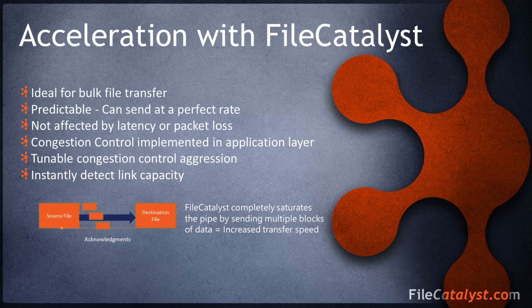We do have a congestion control algorithm that checks for background TCP traffic and allows it to go, and you can tune it. You can say, okay FileCatalyst, take up all the speed, or take up most of the pipe and allow TCP traffic to go through, albeit a bit slower. Or you can just tell FileCatalyst to auto detect, and it will instantly detect the link capacity and the background traffic and send as much data as possible.